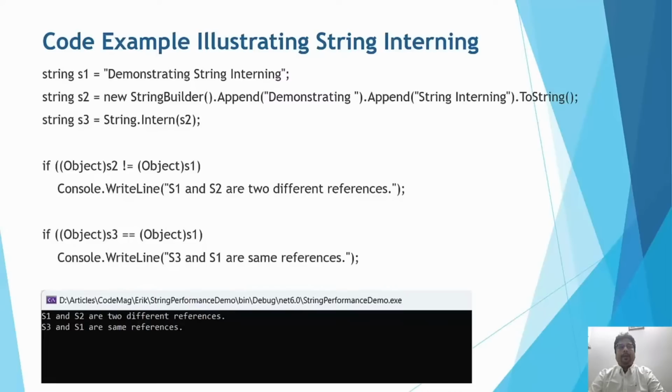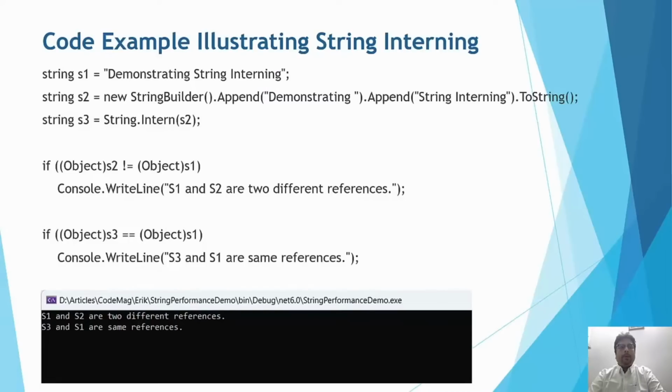S2: when we are creating S2, we are creating an instance of string builder. We are appending "demonstrating" and then appending "string interning", these two strings, and then we are making a call to ToString to convert that string builder instance to a string. And then lastly, we are making a call to string.Intern and passing S2. So that means S3 is interned along with S1. S1 is also interned because that is a constant, the string constant that you have assigned.